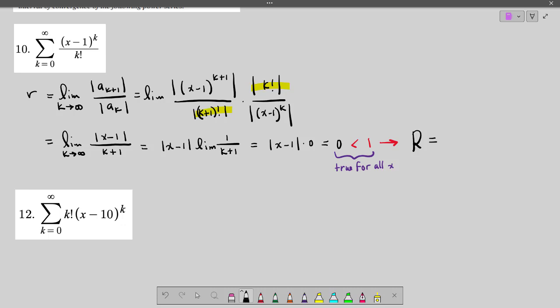What is the radius of convergence? If this is true for every single x, we have less than 1, then the radius of convergence would be? 0 to infinity. So the radius of convergence will be infinity, because we always have convergence. And when we write the interval of convergence, we're going to write it like that. So this is the simplest case. We don't have any endpoints.